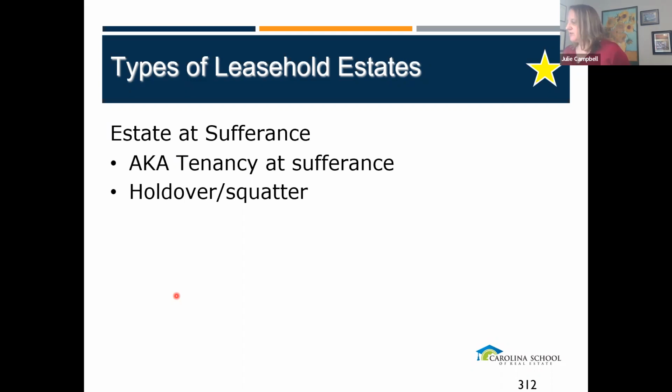Then we have different types of leases. That little chart is at the top of page 313. We're going to break these down and talk about them. What defines the different types of leases is how rent is paid. So the different types of leases define how rent is paid.